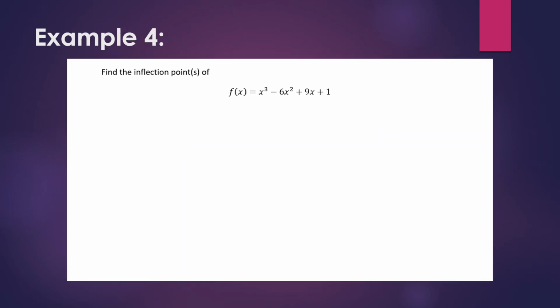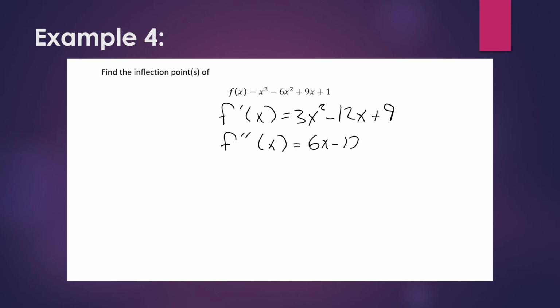Here on example 4, they're saying find the inflection points of f of x equals x cubed minus 6x squared plus 9x plus 1. So remember, for an inflection point to occur, the concavity has to change either up to down or down to up. And we get concavity by taking a look at the second derivative. So the first thing we're going to do is take the derivative twice. So f prime of x is going to be 3x squared minus 12x plus 9. And now f double prime is going to be 6x minus 12.